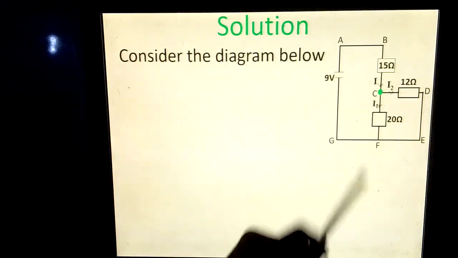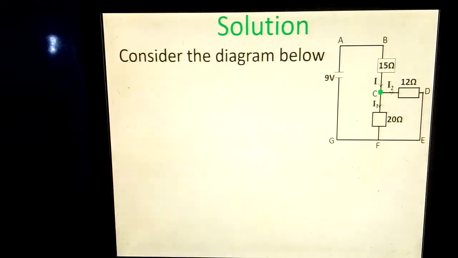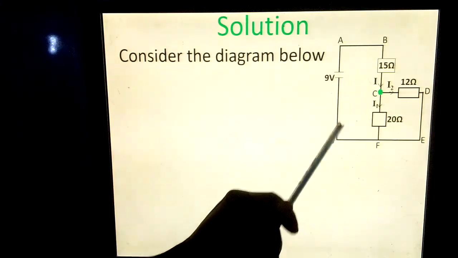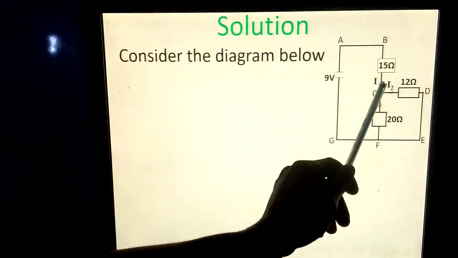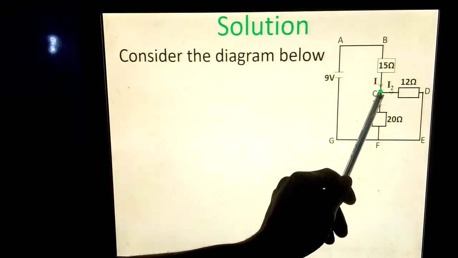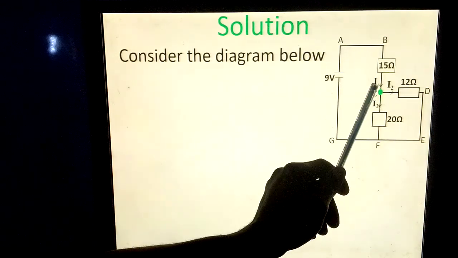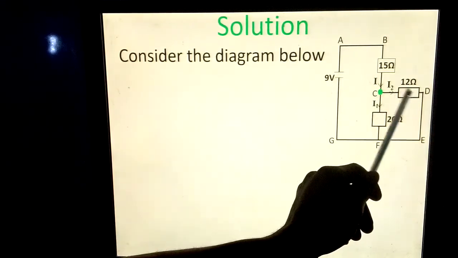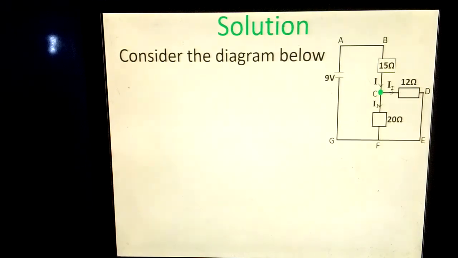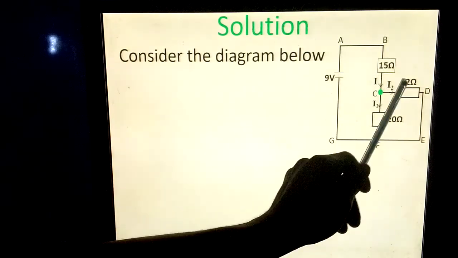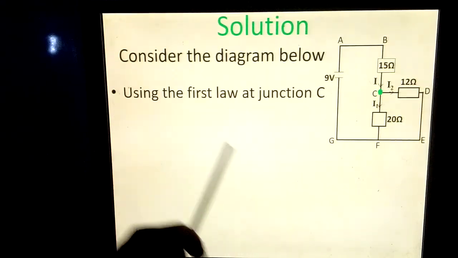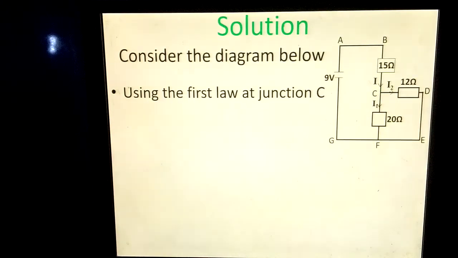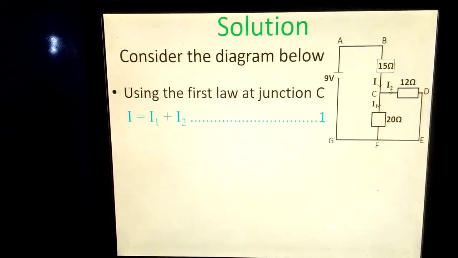We pick a junction. The point marked green is the junction that we pick. And then we look at the direction of flow of current from the cell. We said the cell will deliver current this way. So that current coming is I. When the current gets to the junction, it will split and produce I1 and I2. What that means is I will flow through 15, I1 will flow through 20, and I2 will flow through 12 ohms. So when we apply Kirchhoff's first law to this junction, we get this equation: I equals I1 plus I2, of course.